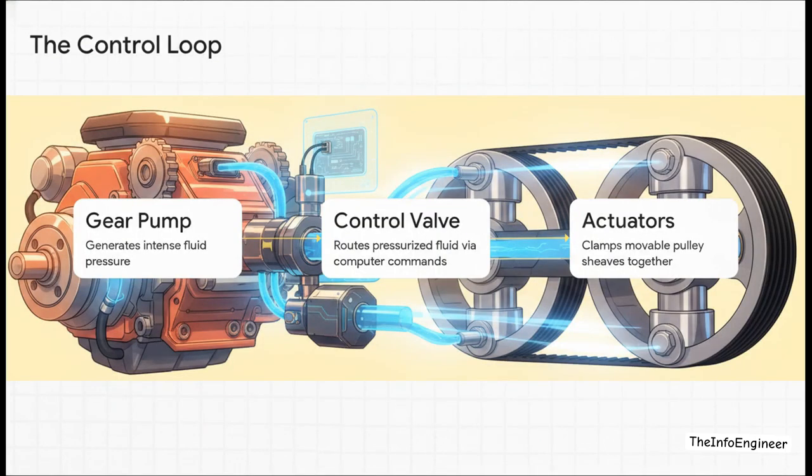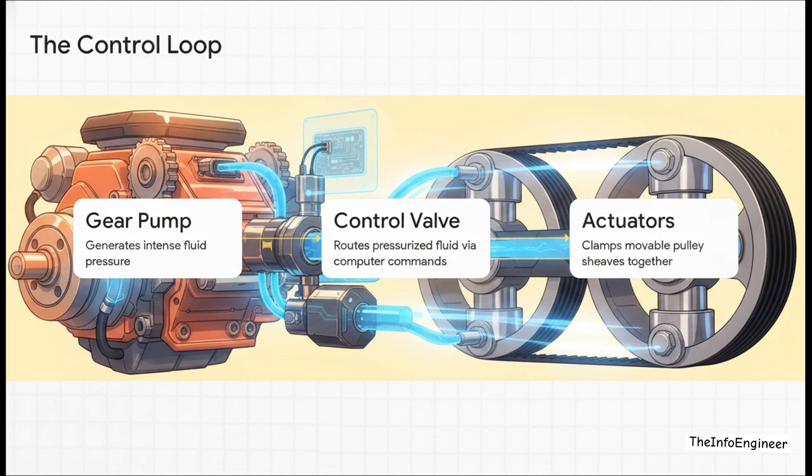And this control loop happens in a fraction of a second. Boom, a heavy-duty gear pump driven by the engine generates intense fluid pressure. Almost instantly, a directional control valve, which is constantly listening to commands from the car's computer, routes that pressurized fluid. Then, hydraulic actuators, which are essentially giant pistons housed right inside the pulleys, clamp the movable pulley sheaves together.